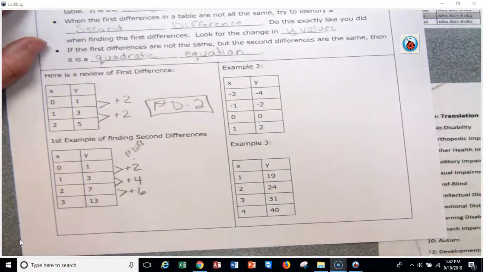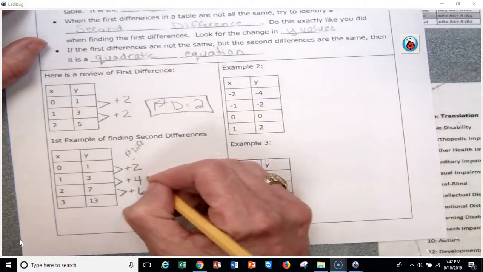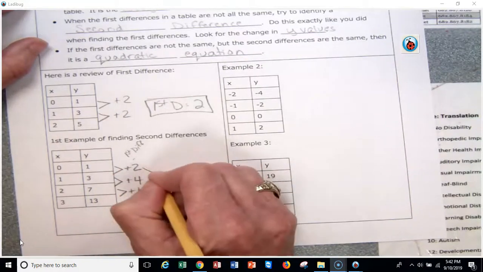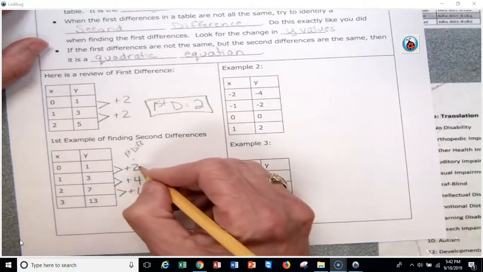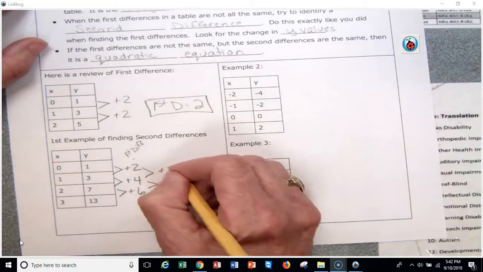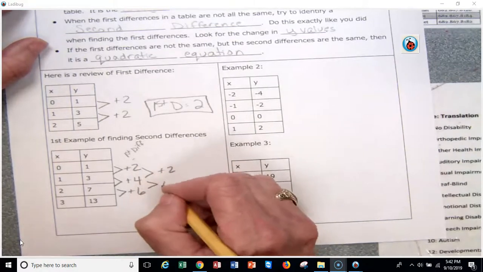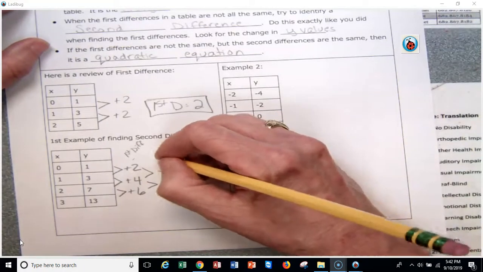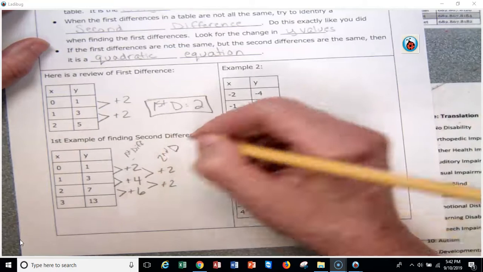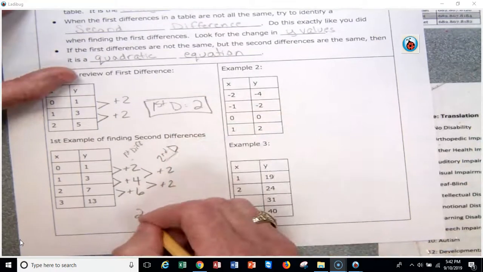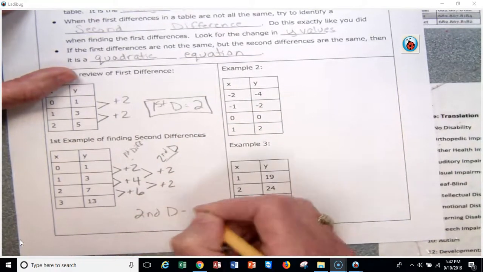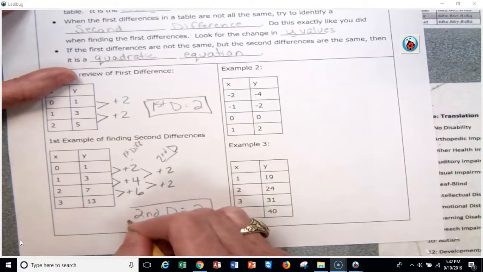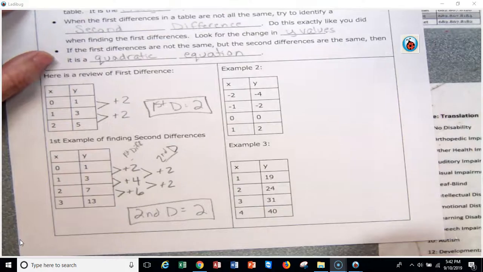So I have to go out a second level. I've got these little arrows here going out this first level. Now I'm going out this second level. The difference from 2 to 4 is plus 2, and the difference from 4 to 6 is plus 2. So guess what? I've already established now my second difference. My second difference is 2.